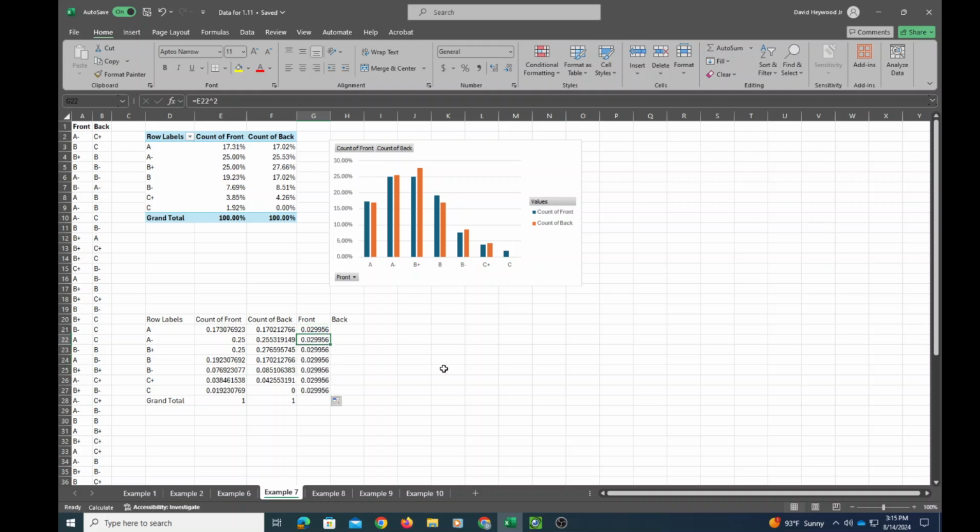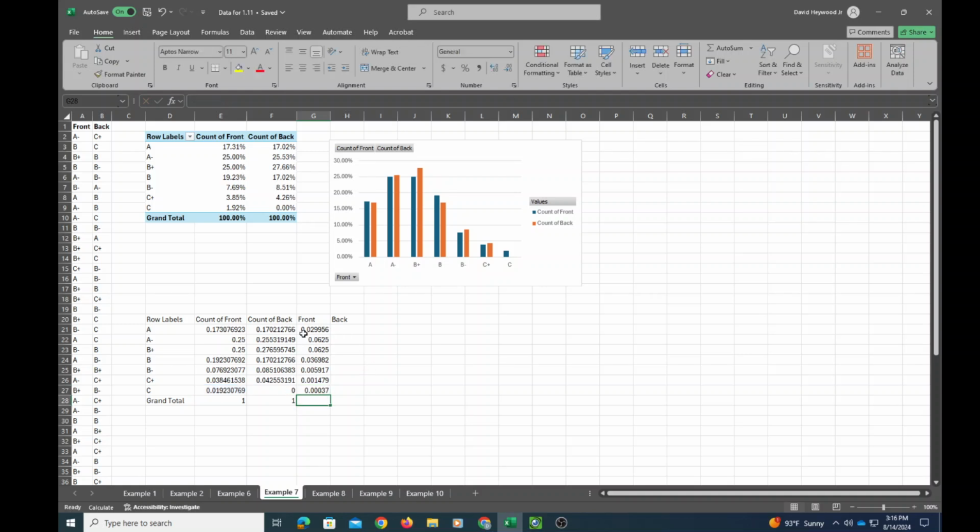Shoot. I was just doing this and it let me autofill, and I don't know why it's not letting me autofill now. What a pain. Equals this squared, equals this squared, equals this squared, equals this squared, and equals this squared.